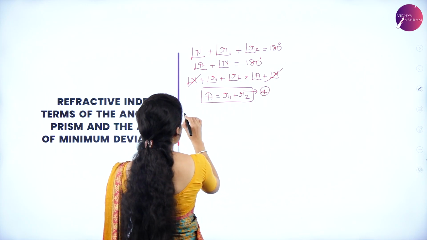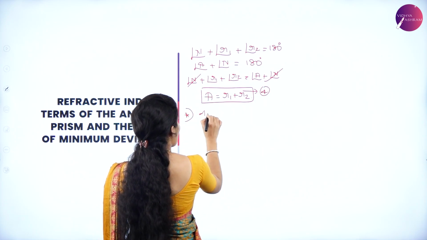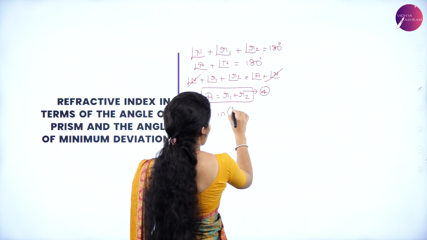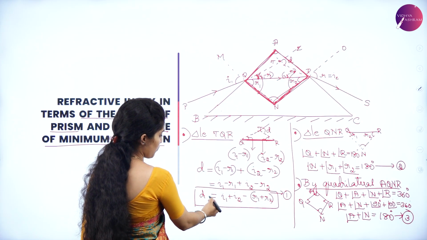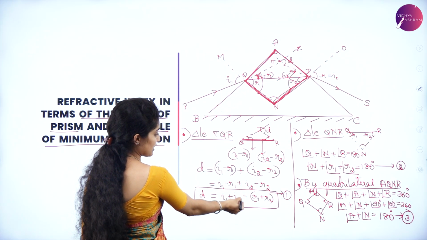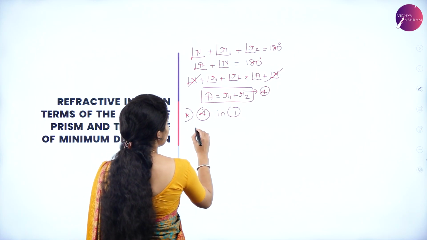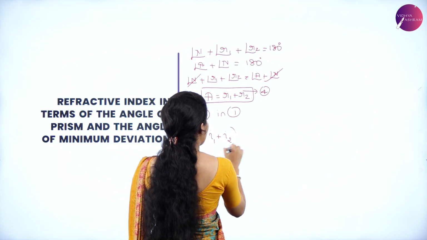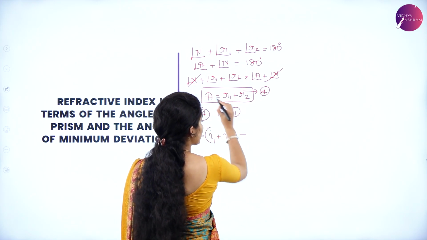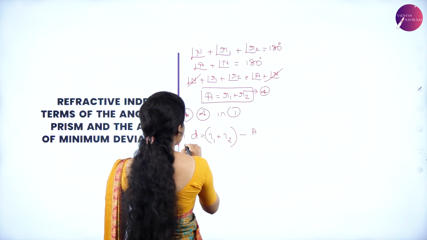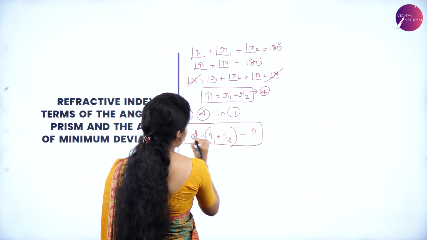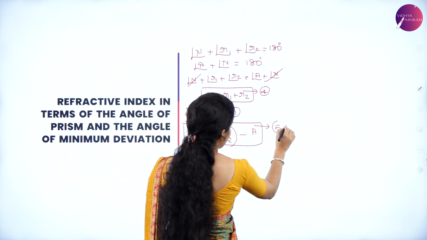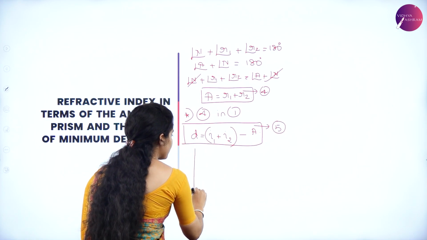Now substitute equation 4 in equation 1 and we have equation 1 as D is equal to I1 plus I2 minus R1 plus R2. It can be written as D is equal to I1 plus I2 minus R1 plus R2, which can be written as minus A. So this can give the angle of minimum deviation. Call this as equation 5.